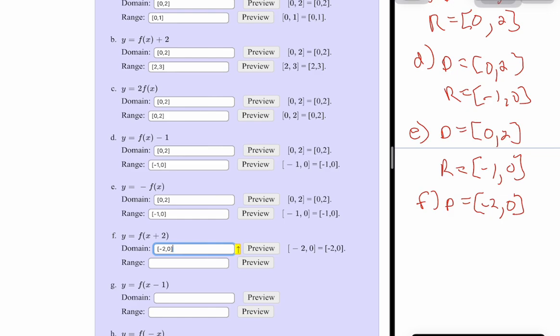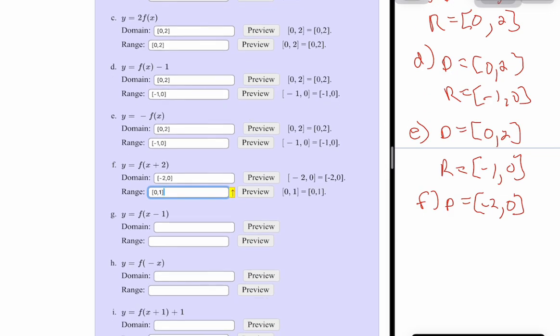Nothing is on the outside to change the range. So our range is still 0 to 1. And you should be using brackets on all of these.